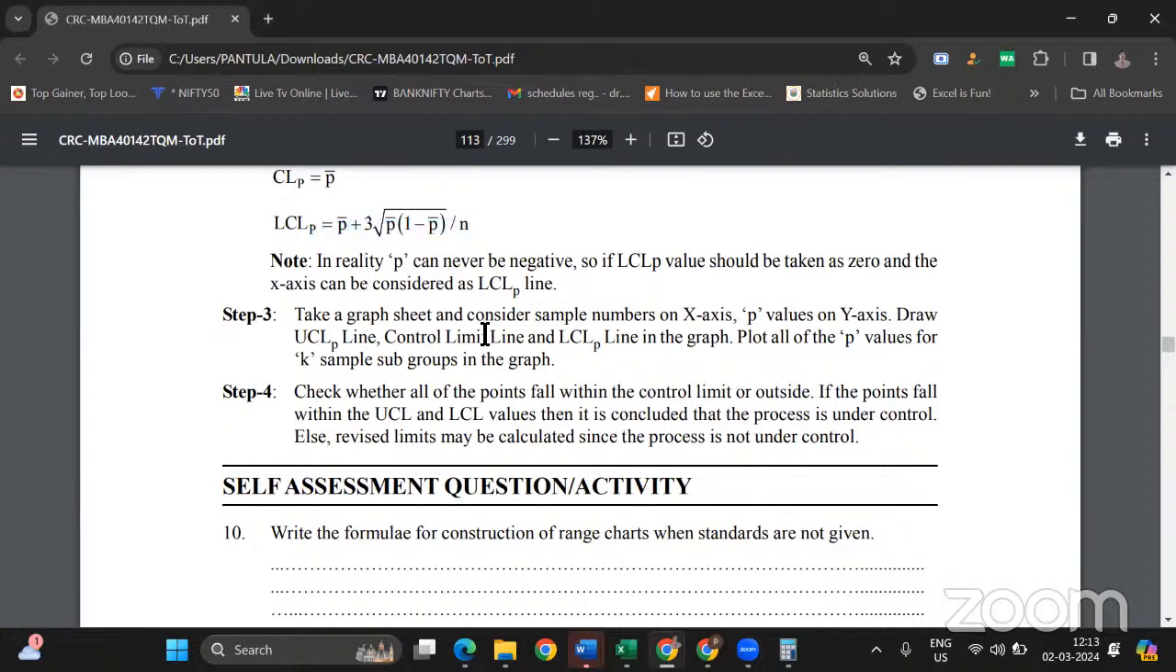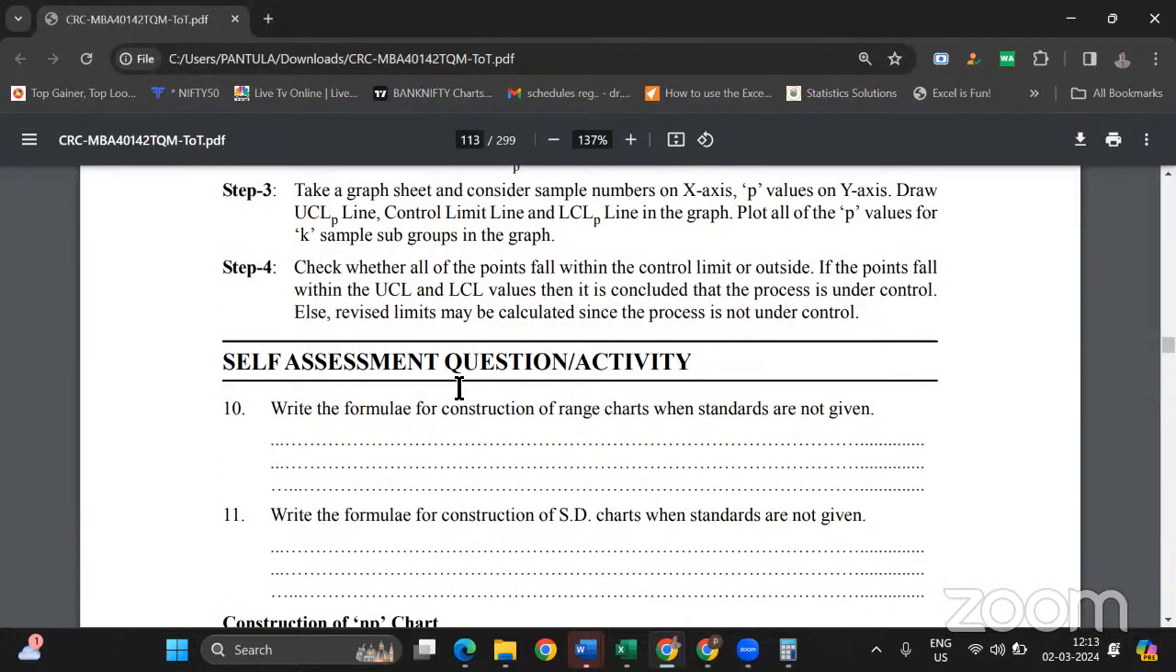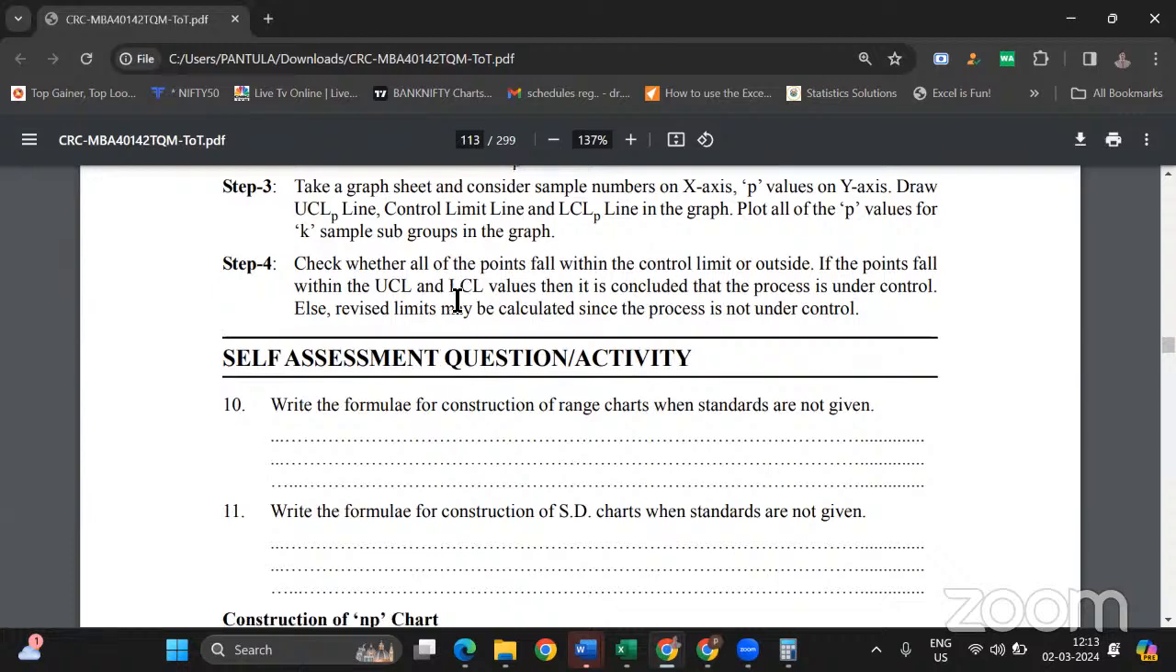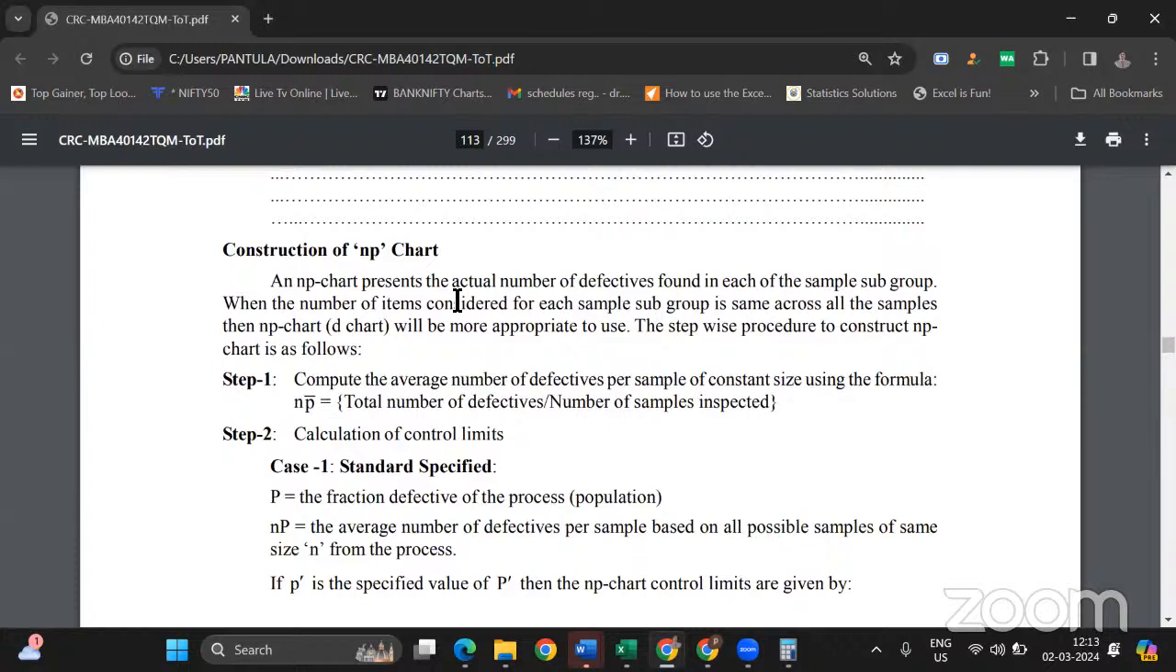Now, step 3, graph sheet. Consider the sample number on the x-axis and the p values on the y-axis, and draw the upper control limit and the lower control limit, UCL and LCL, and the center line, CL. Okay, next.